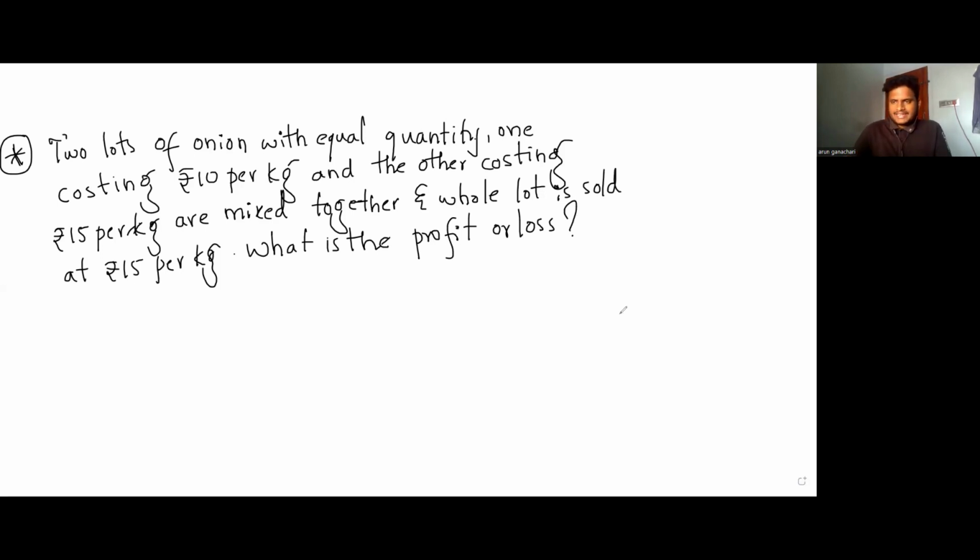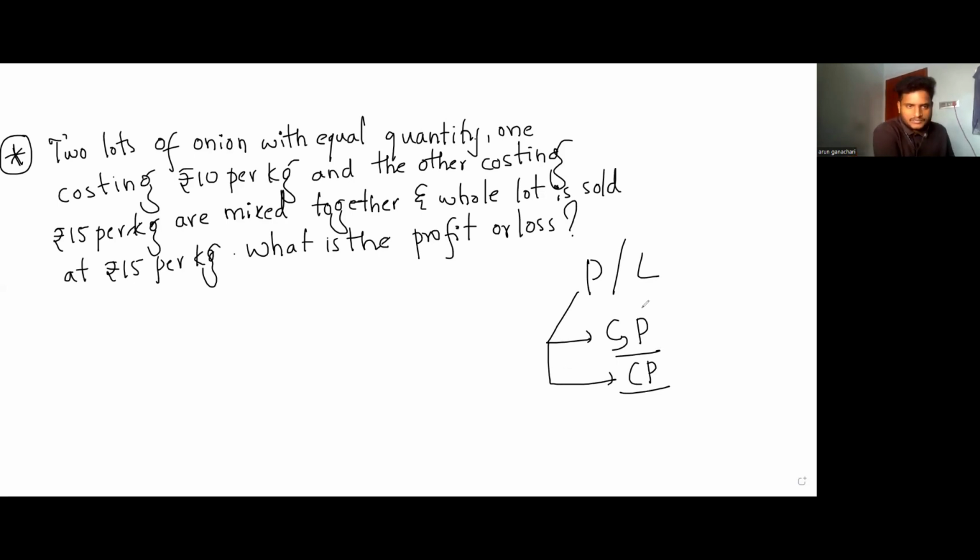Remember, in this entire chapter for that matter, whenever they ask you profit or loss, what are the two things you require to calculate profit or loss? You require CP and you require SP. If you get CP and if you get SP, you get the profit or loss. So your task is to find out CP and SP. Okay? So find it out. Find the CP and SP from the question.